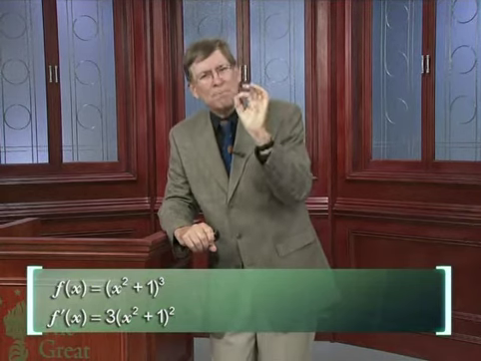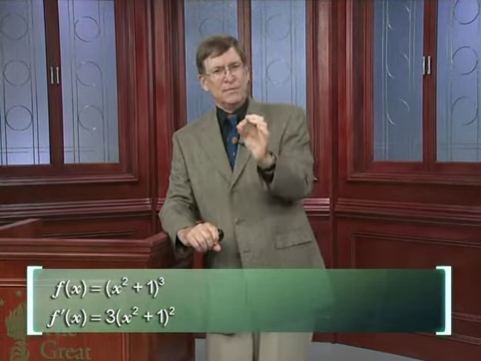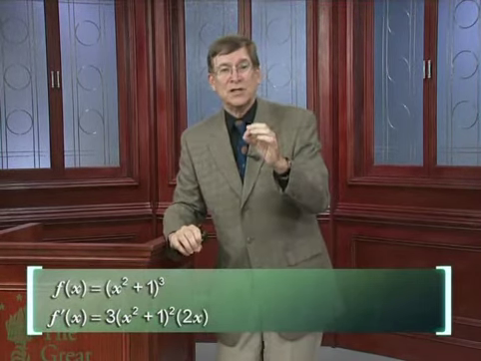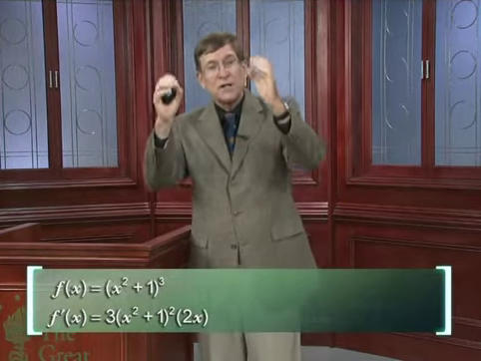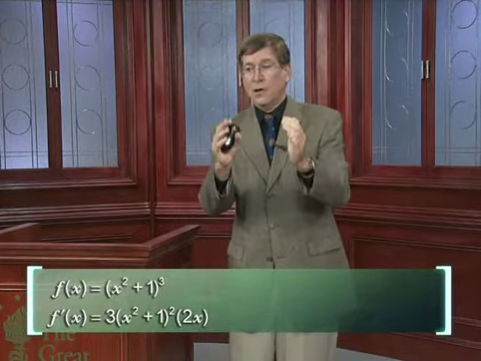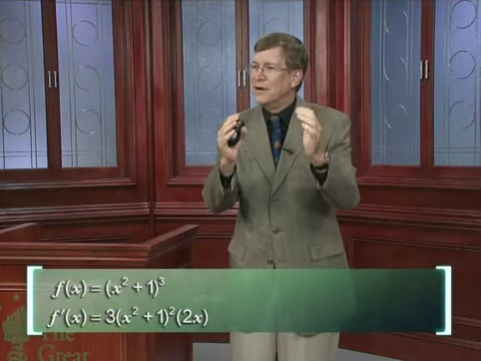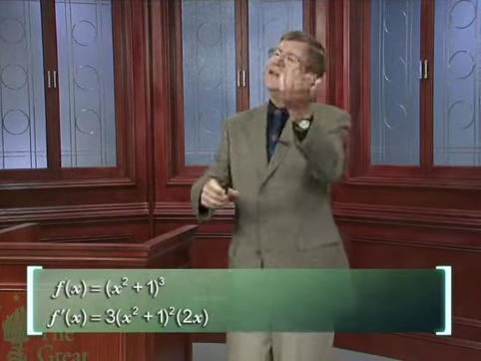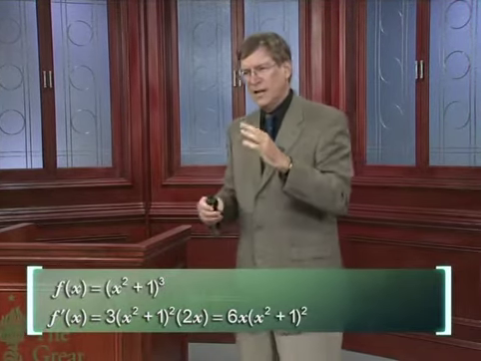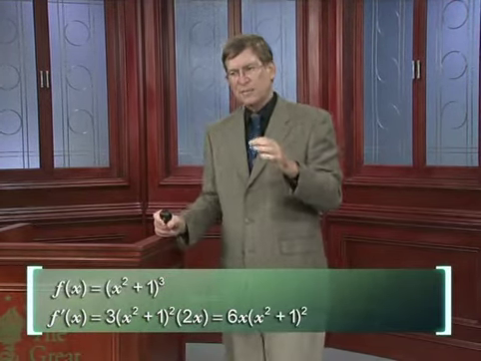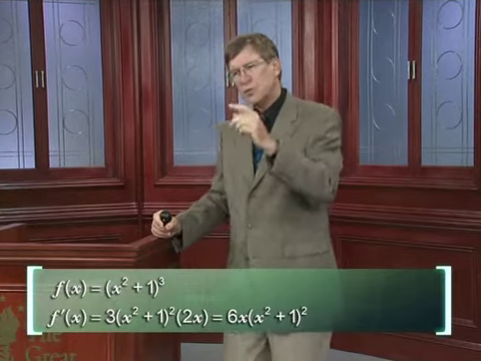But then you have to multiply that by the derivative of the inside function. And the derivative of x squared plus 1 is 2x. So it's 3 times the thing squared times the derivative of the thing, where the thing is the inside function. Isn't that simple? And then you can combine the 2x with the 3 and get a final answer of 6x times x squared plus 1, squared.